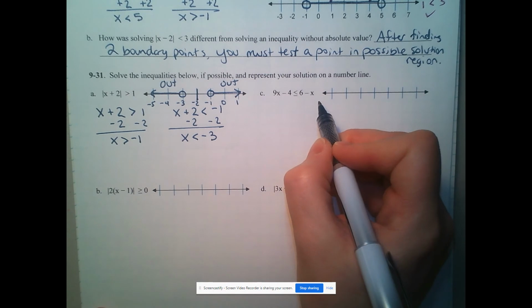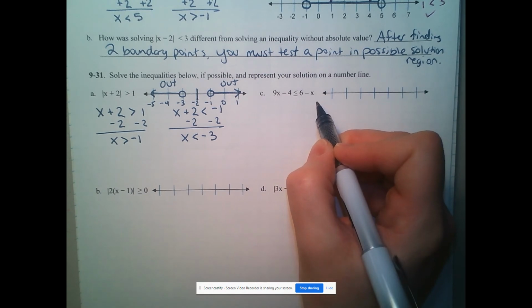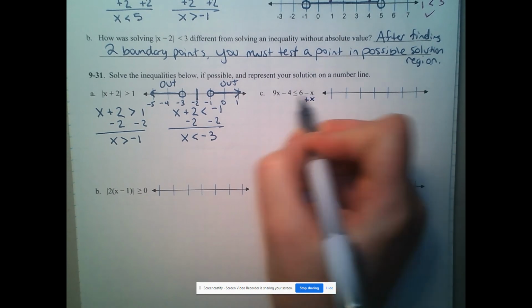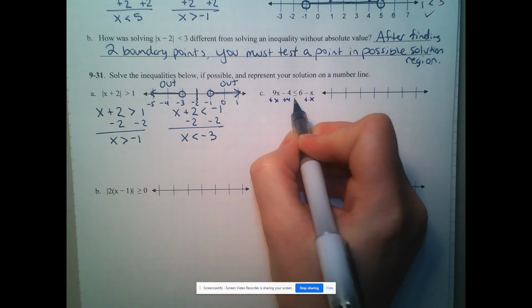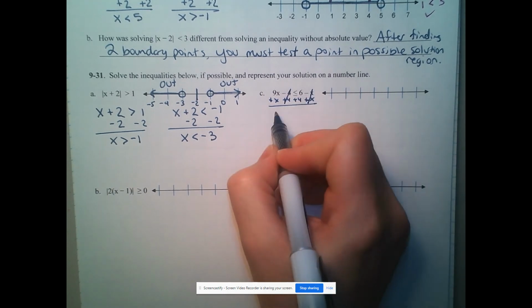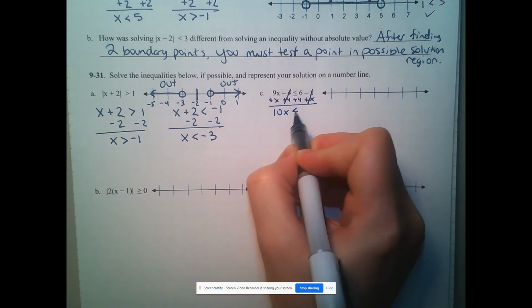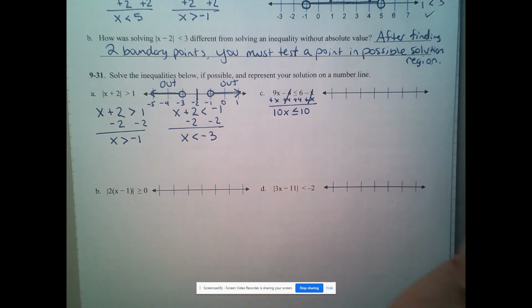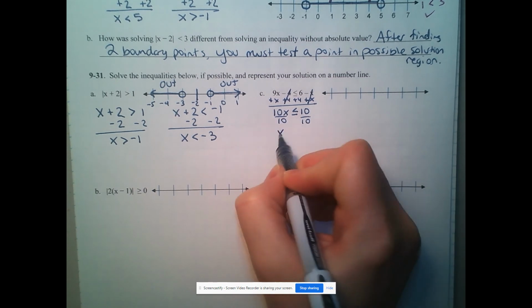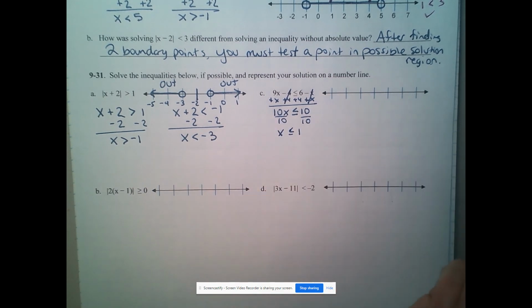The second one does not have an absolute value. Don't just start jumping on everything has to be solved like absolute value problems. So I'm going to add x to both sides. I'm going to add 4 to both sides. So I get rid of all the x terms to the right, 10x. Less than or equal to, I get all of the non-x terms, the constants on the right. And when I divide by 10, I get x is less than or equal to 1. And you're like, okay, somehow that seems too easy.